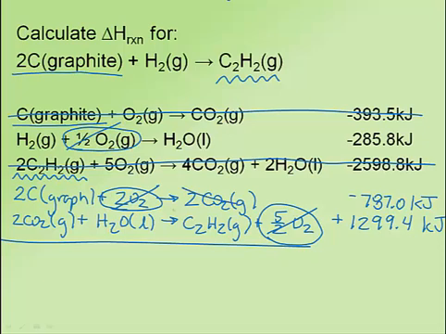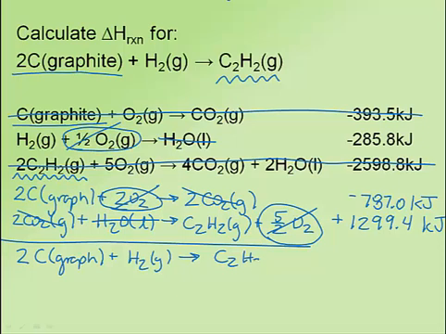as do the 2 CO2s and the H2O, leaving us with just 2 carbon graphite plus H2 yields C2H2. This is exactly the reaction I wanted, so I add up my delta H values. Negative 285.8, negative 787, and positive 1,299.4 gives us a final answer of positive 226.6 kilojoules.